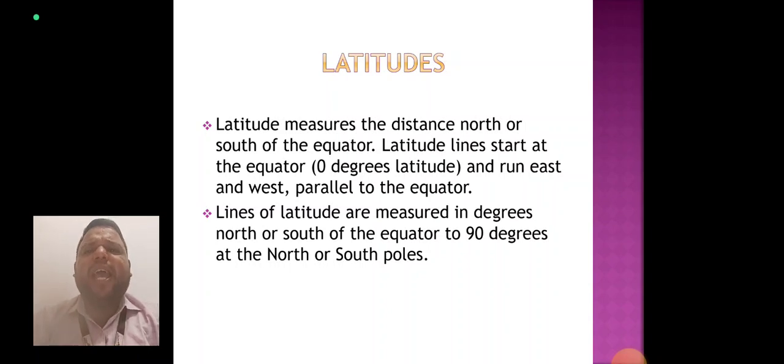Now latitude is the angular distance of a place north or south of the equator as measured from the center of the earth. In order to measure equal distances from the equator, circles are drawn at an angular distance of 1 degree apart from the center of the earth on both sides of the equator. So the latitudes are the angular distance from the equator.